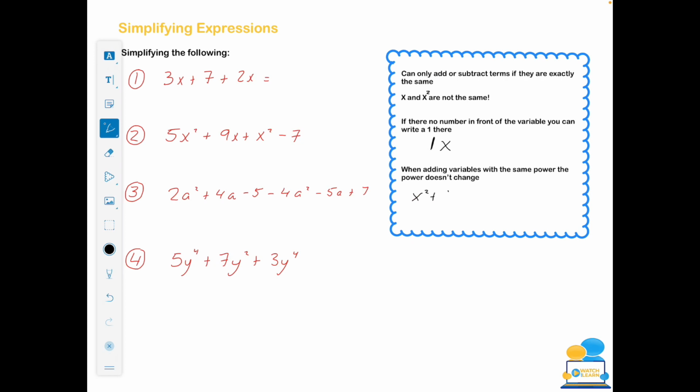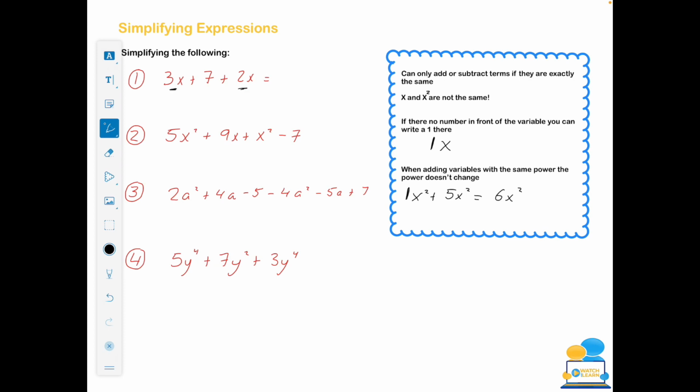Finally, when adding variables with the same power, the power doesn't change. So if we have, let's say, x squared plus 5x squared, I'm going to do what I set up in rule number 2. I'm going to put a 1 there just to help me add. So 1 plus 5 is 6x squared. Sometimes people think that you add the powers as well. We don't. When you're adding, leave the power alone.